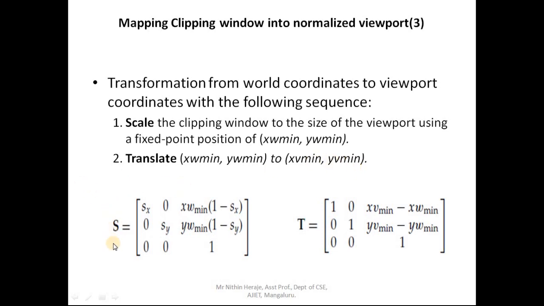Okay, so we have the scaling matrix here. This is the scaling matrix, a 3 cross 3 matrix. The first row is sx, 0, xw min into 1 minus sx; then 0, sy, yw min into 1 minus sy; then 0, 0, 1. So these are the 3 cross 3 matrices for scaling. As well, we have a 3 cross 3 matrix for translation. This is the matrix for translation.